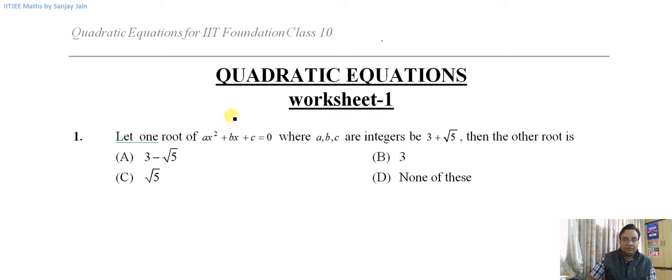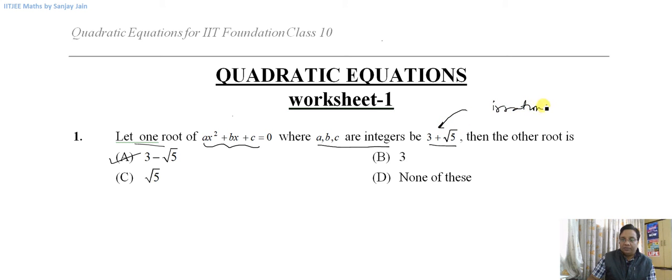Okay, let us solve this worksheet that I prepared for you. The first question says, let one root of this quadratic equation ax square plus bx plus c equals 0, where a, b, c are integers, be 3 plus root 5, then the other root is. See, the answer is very simple, it will be the conjugate root, that is 3 minus root 5. You only need to change the sign of the irrational part, right?